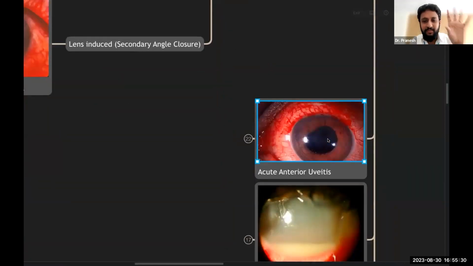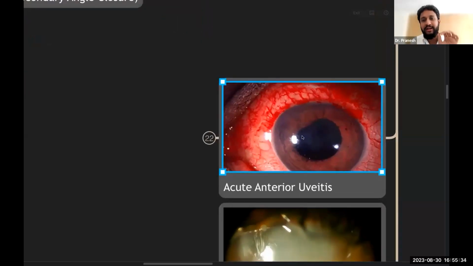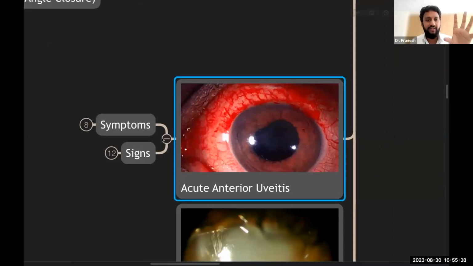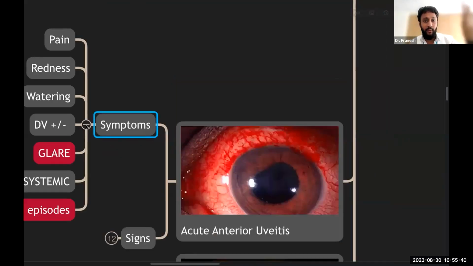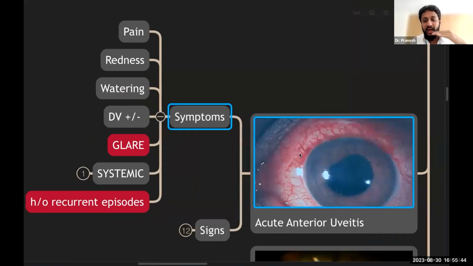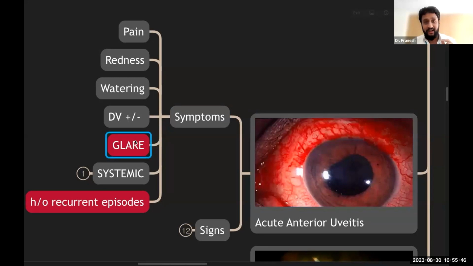Something which looks very similar to angle closure glaucoma or keratitis is going to be your acute anterior uveitis. So what is the important symptom which is quite unique for this? Like I said, similar to the acute keratitis, uveitis will also have glare. Glare, acute red eye plus glare is equal to, number one, acute keratitis, number two, acute anterior uveitis.